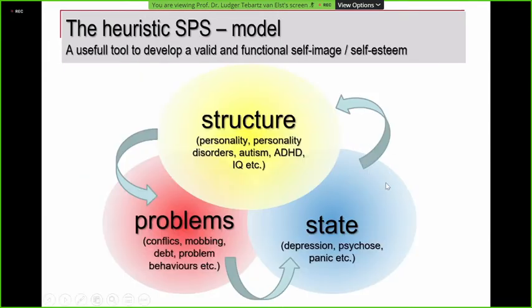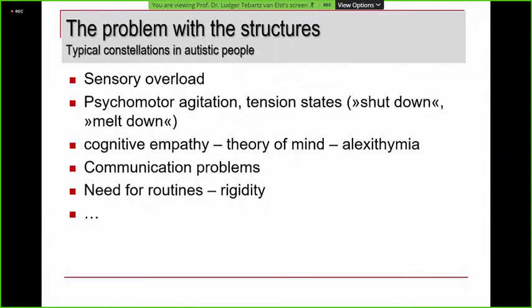And then you have the third pole, that's the state. The states are medical states, like, for example, depression, psychosis, panic attacks. And I will come back to this in a minute. So what are the typical structural phenomena, for example, in people with autism?